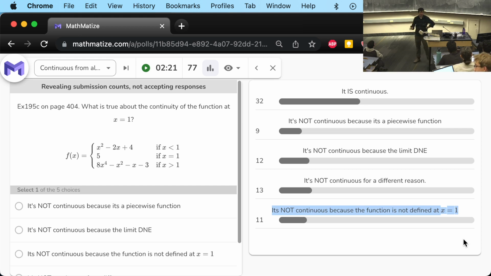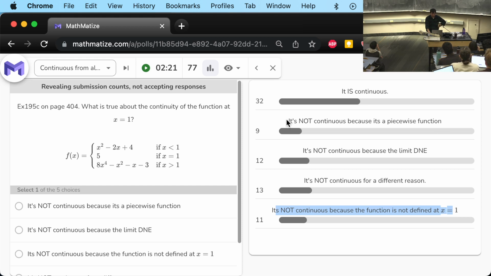It's not continuous because the function is not defined at x equals 1. Remember, in piecewise functions, which we did earlier in the course, I tell you different parts, different values of x, and I tell you what the function does on those different values. If I left out x equals 1, then the function would not be defined at x equals 1. But in this problem, there's a perfectly valid value: if x equals 1, the value of the function is 5. So this reason is definitely wrong. The function is defined, and it's 5 at x equals 1. So that's not right.